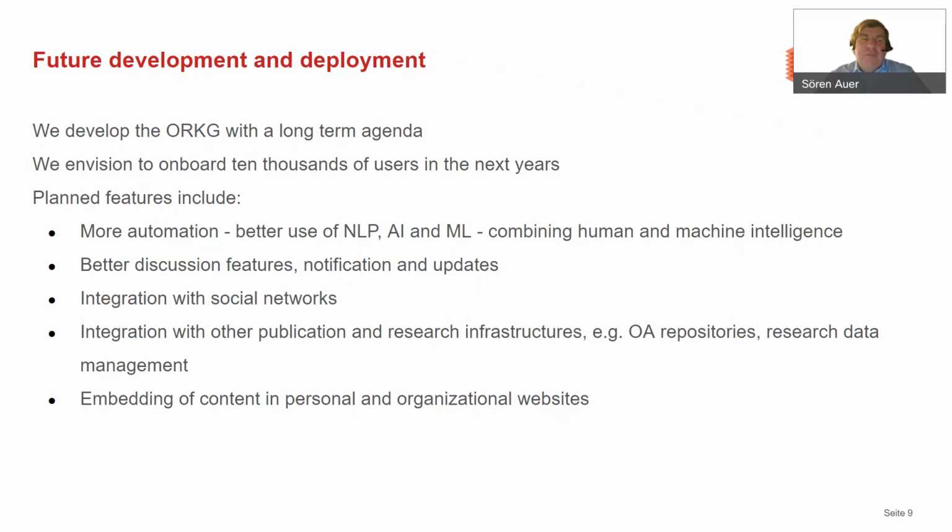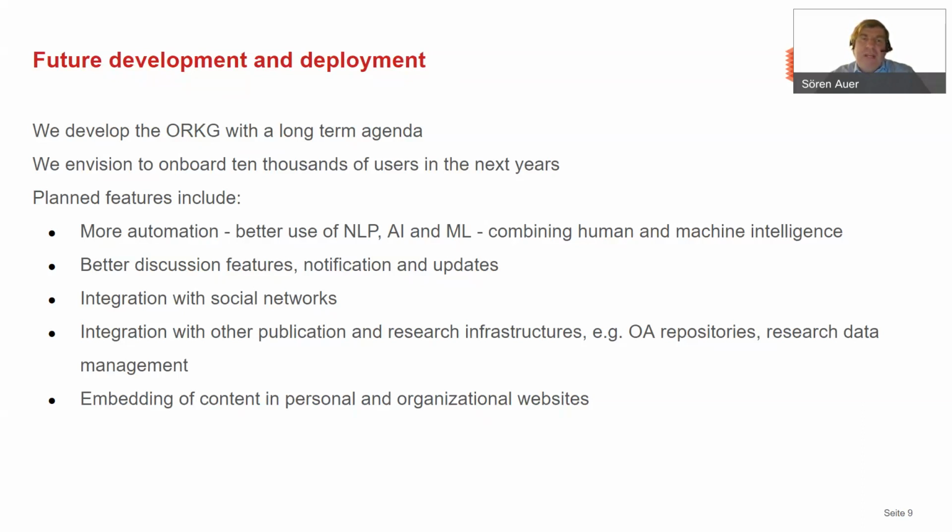So planned features include, for example, more automation, better use of NLP, AI, machine learning, where we combine really human and machine intelligence. Unfortunately, it will not be possible to populate the knowledge graph in a completely automated fashion. So we really have to intertwine human curation with machine learning and artificial intelligence approaches to support humans. And the more training data we have, the more maybe AI can take over. But so far, the training data is not yet sufficient to really populate the knowledge graph.